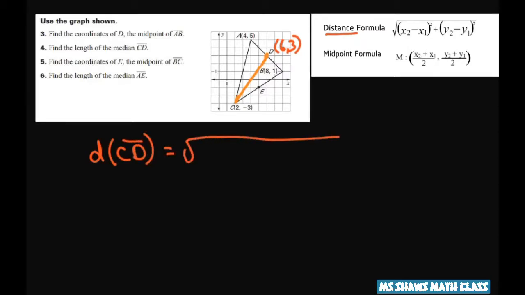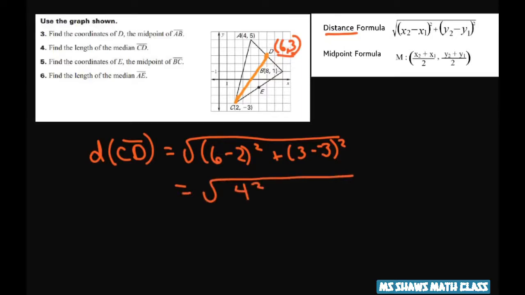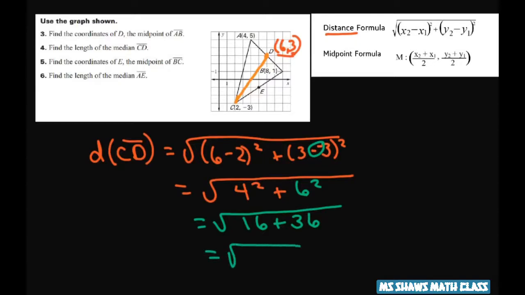All right, so I'll just take this as my second point, and I'll use 6 minus 2, subtracting your two x's. Make sure you go in order, so we'll take 3 minus a negative 3 squared. Now that gives you 4 squared plus, these two make a plus, so that's going to be 6 squared. So that gives you the square root of 16 plus 36, and that equals the square root of 52.